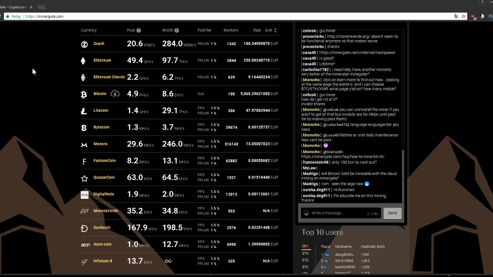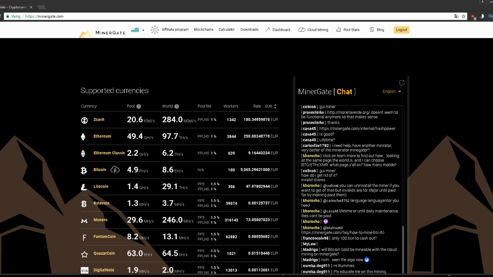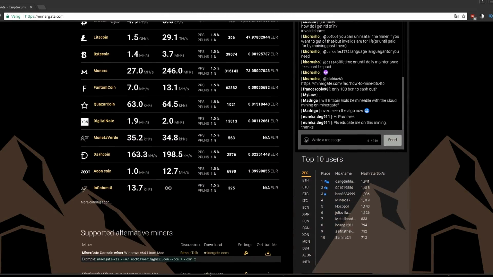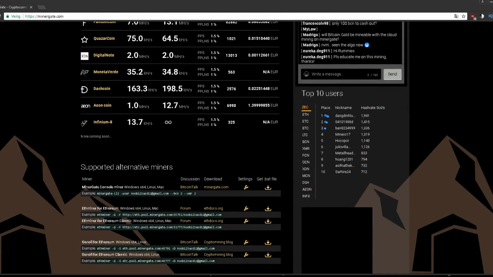So this is the main page. You can see supported currencies. So I've explained to you guys now the chat and this section, and they'll be adding and changing stuff here, so you want to keep an eye on that.